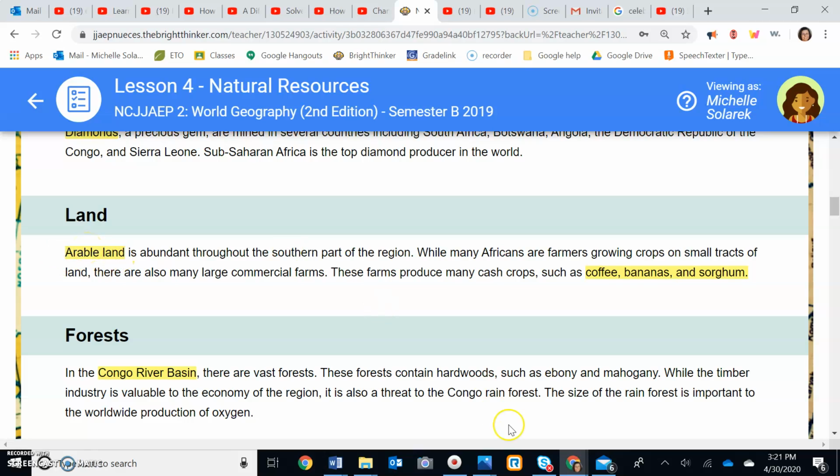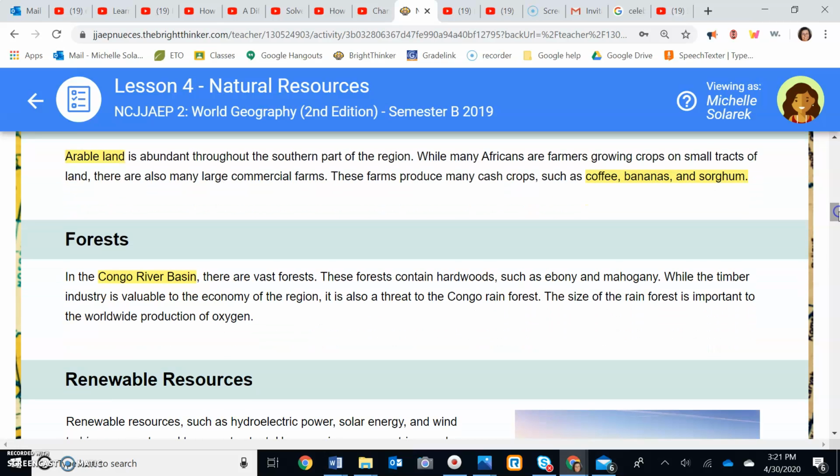And the next answer, what kind of crops are grown on this arable land? And you have 3 crops you have to write: coffee, bananas, and sorghum. So I'm going to just scroll up a little. While you're writing coffee, bananas, and sorghum, I'm going to go on to our next question. And we are almost done, by the way.